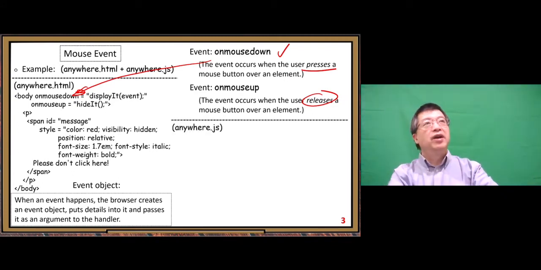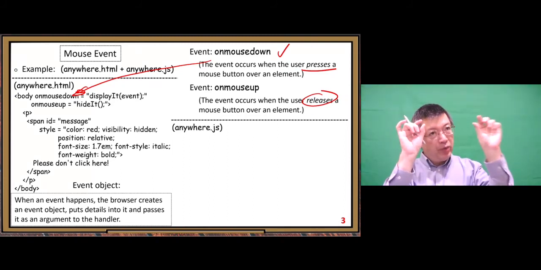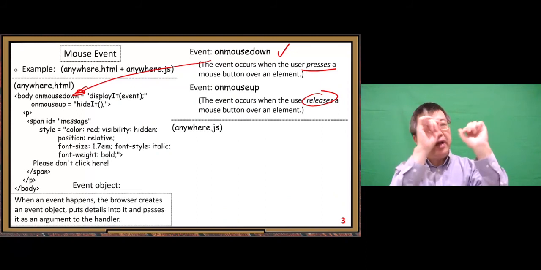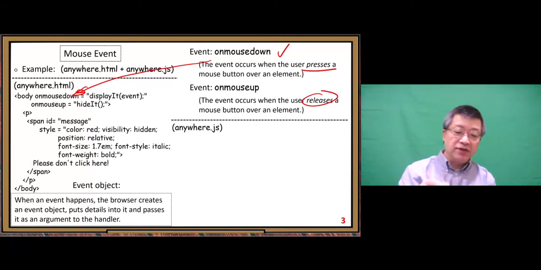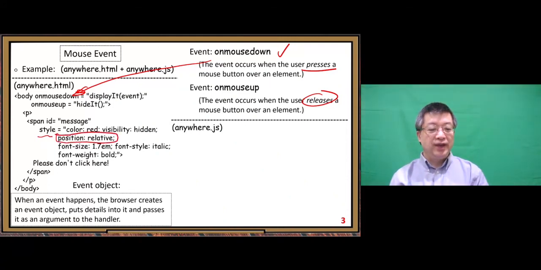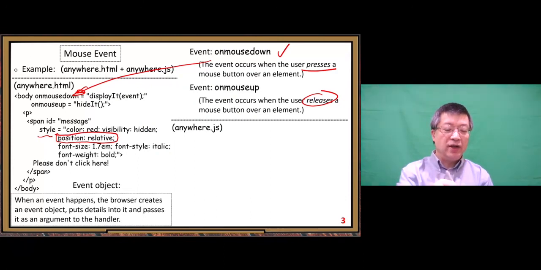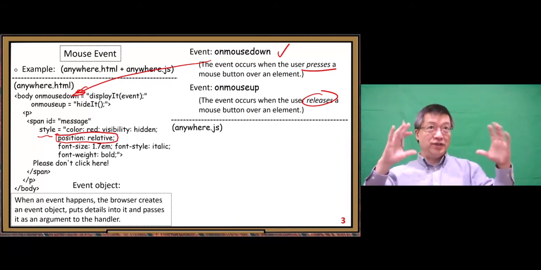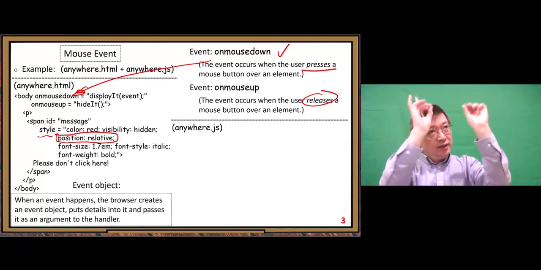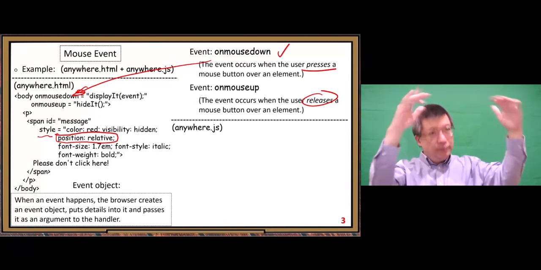So this time we want to display the message, but we need to figure out the location where to display it. We use CSS. Here you can see the style, CSS position. This time we use relative position. Relative not to the body, but relative to its natural location. The browser assigns it a natural location.